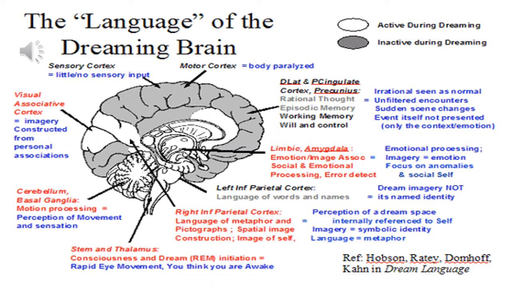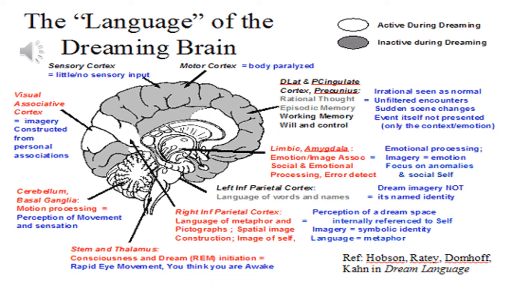And this is because you need to see this image construction that takes place, and there's also perception of movement whilst you are dreaming. There's also an emotion tied to our dreams, so we see that these areas are actually very much active. The stem and the thalamus are said to be active, giving us this rapid eye movement that takes place. Now, the inactive parts are the motor cortex.